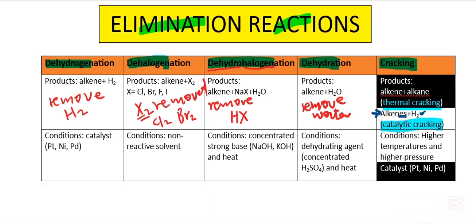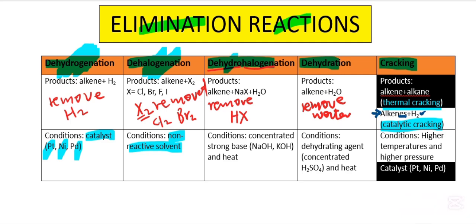Okay, let's go to the reaction conditions. So the dehydrogenation reaction will only take place if there is a catalyst. So the catalyst can be platinum, can be nickel, or lead. The dehalogenation needs a non-reactive solvent, a solvent that will not react there.